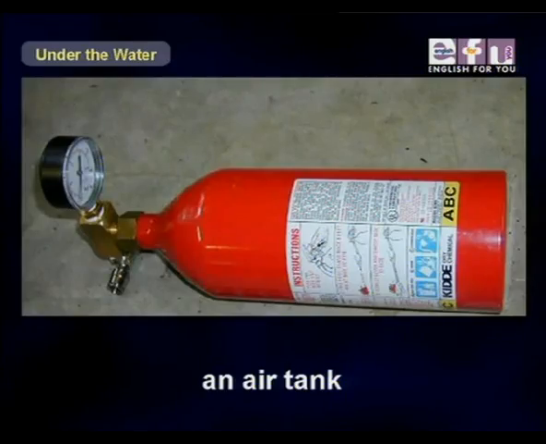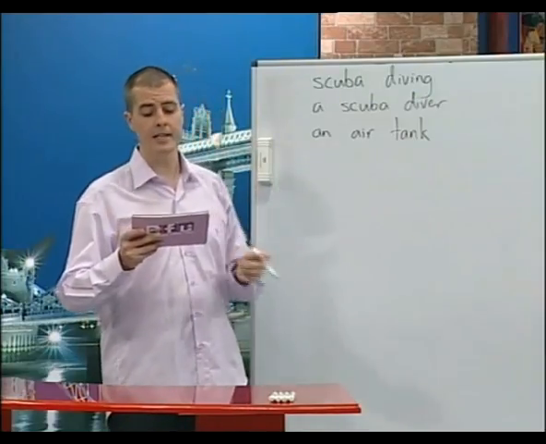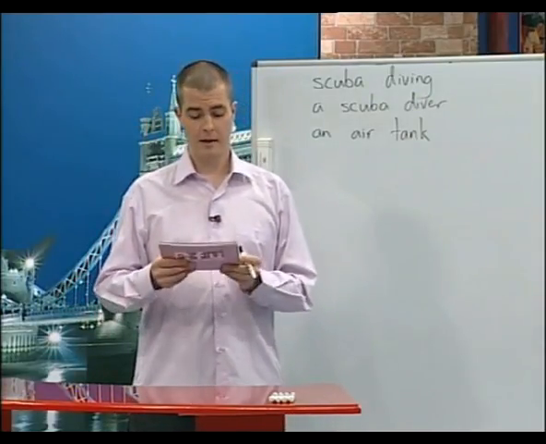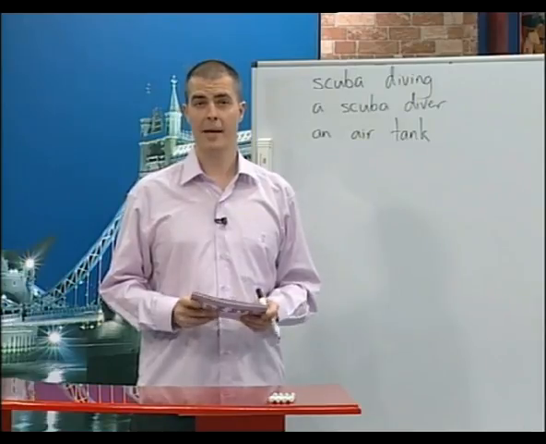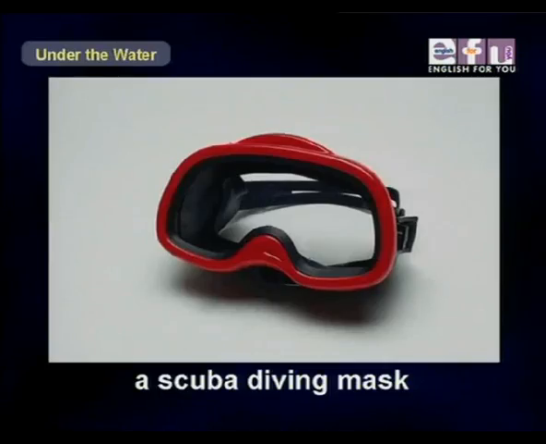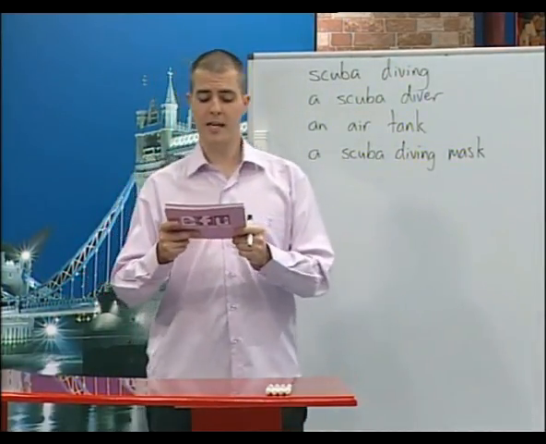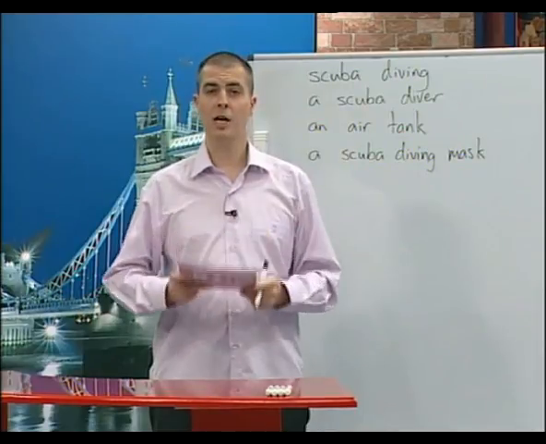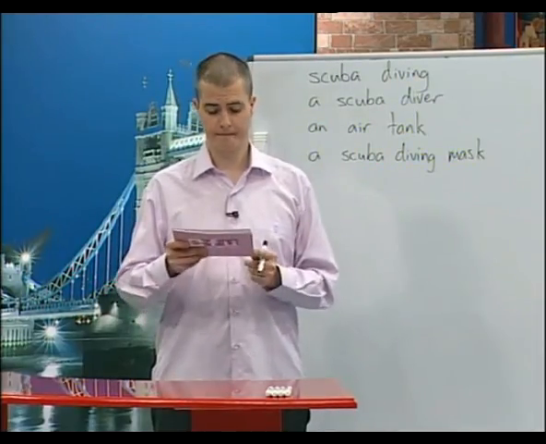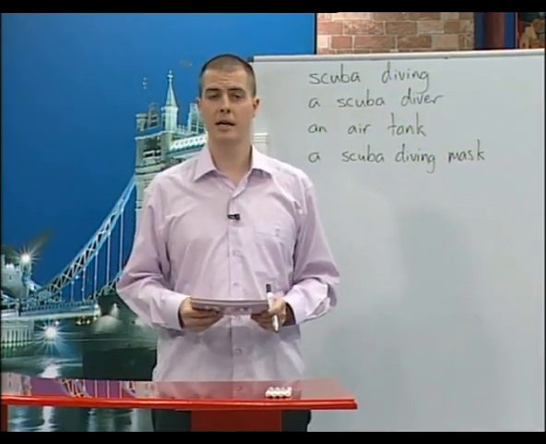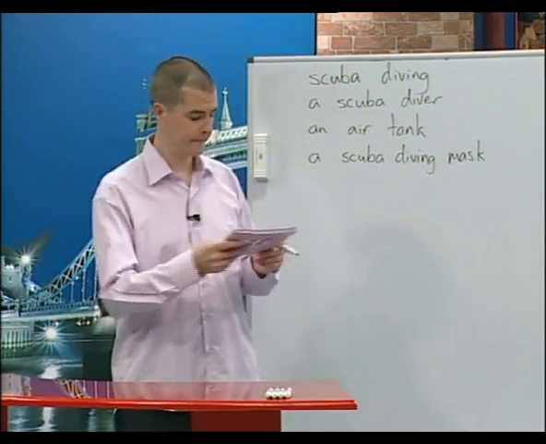An air tank. An air tank is a container of air that is on a scuba diver's back. A scuba diving mask. A scuba diving mask is a piece of equipment made of rubber which covers a scuba diver's face. A piece of glass in the mask allows the diver to see.